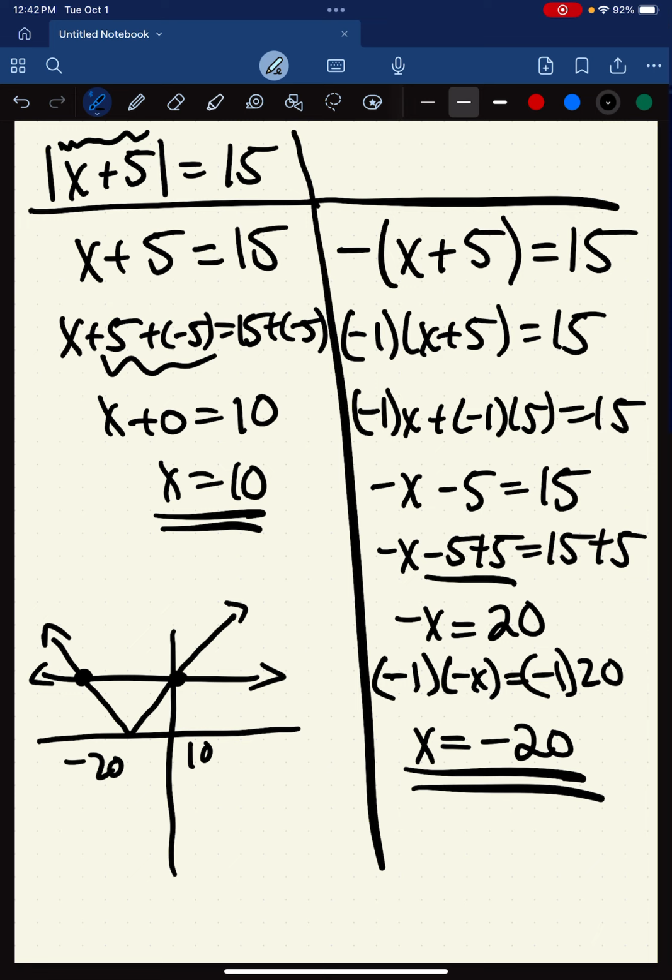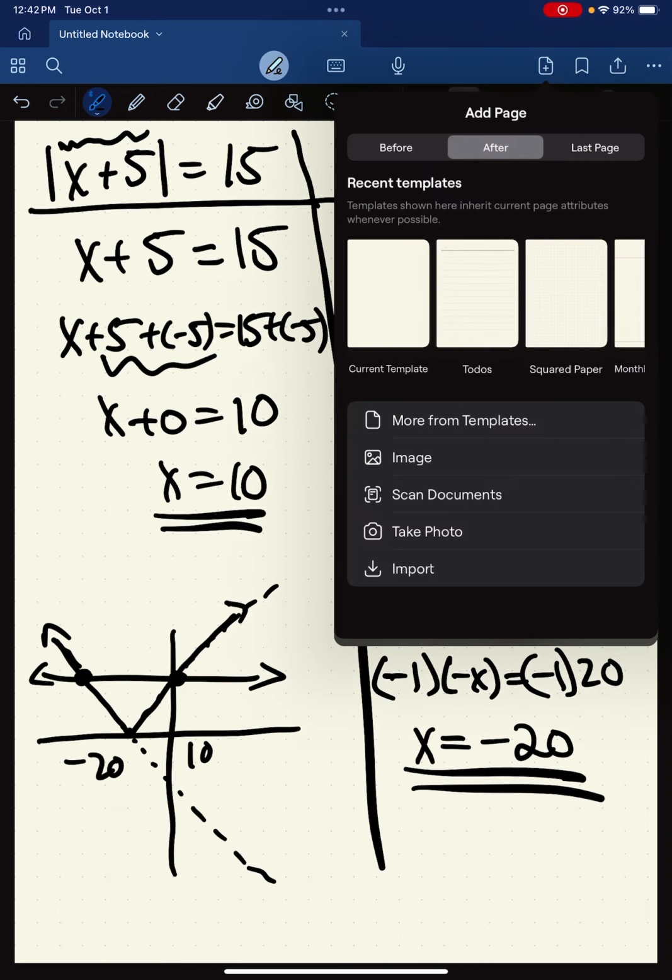You don't have to worry about graphing these things yet. I just want to show you that because this can't be negative, typically it would keep going down like this if it was a line. But the absolute value has to be positive, so you have to flip it up above the x-axis. And that's where that line comes from. And so it's able to cross it twice. Okay, so we have two solutions here.